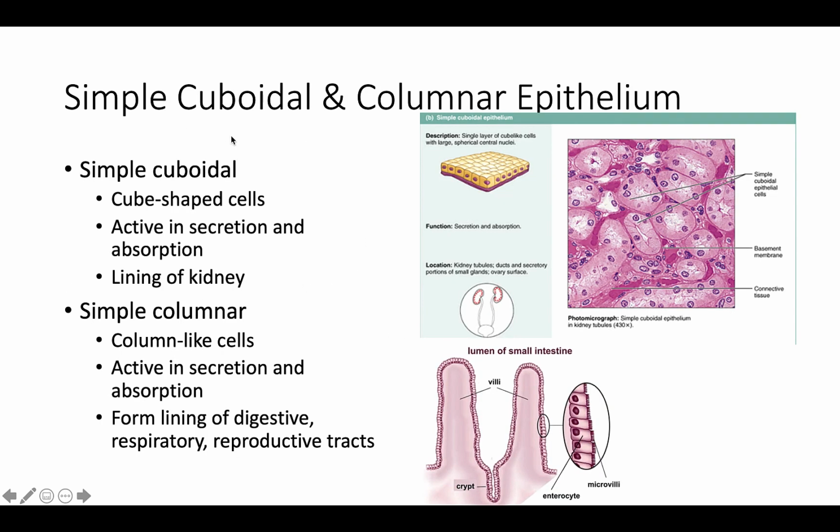So we'll talk about simple cuboidal and columnar epithelium a little bit later in the semester. But just as a quick reference, simple cuboidal will be cube or square-shaped cells, active in secretion, lining the kidneys. Simple columnar cells are going to be literally looking like columns, and they're really active in secretion and absorption. Think of your intestinal tract for simple columnar.